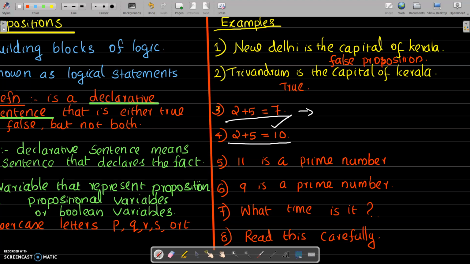This is a proposition. So this is a true proposition. 2 plus 5 is equal to 10. This is a proposition. This declares a fact.